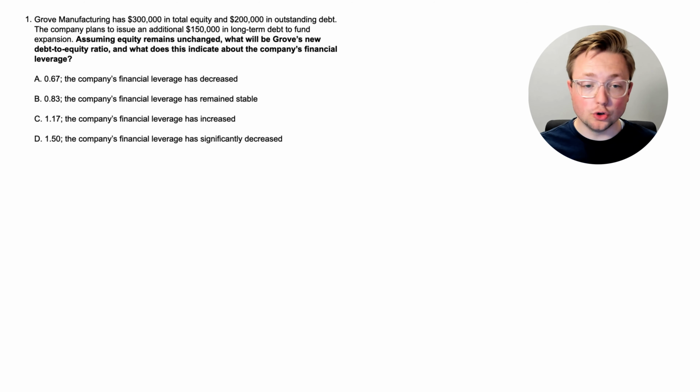Option A, the new debt to equity ratio is 0.67, and that means that the company's financial leverage has decreased. Option B, the debt to equity ratio has changed to 0.83, and that means that the company's financial leverage has remained stable. Option C, the debt to equity ratio has changed to 1.17, and that means the company's financial leverage has increased. And then option D, 1.5, the company's financial leverage has significantly decreased.